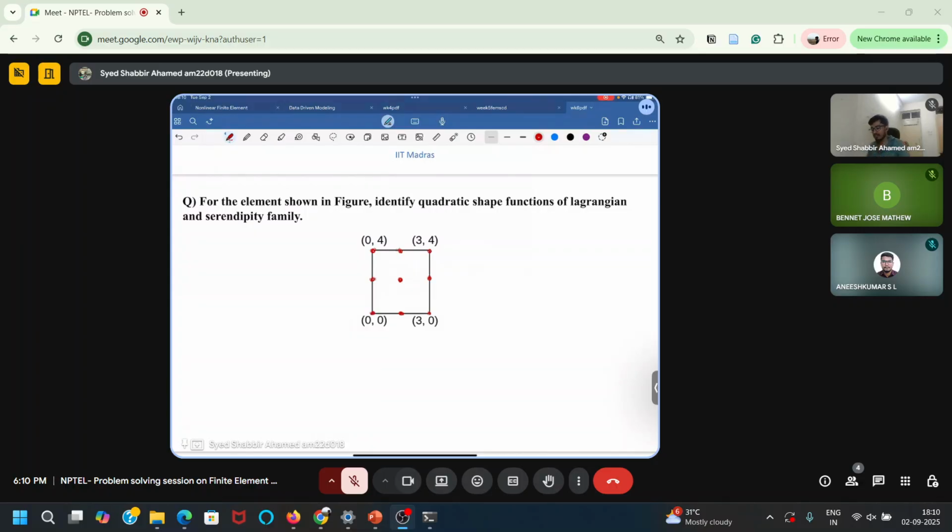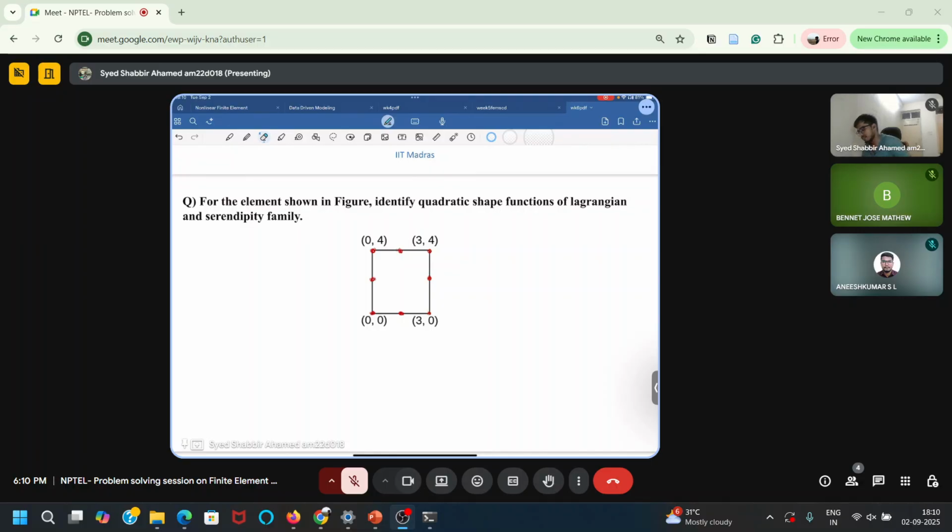But we can also obtain quadratic shape functions using the serendipity method. In that, we just eliminate this internal node. Eliminating this internal node has a lot of advantages in integration and interpolation, which we will look at when we go deeper into using these elements, and you'll understand more when we solve a bigger problem. But for now, the problem is to just find quadratic shape functions for this quadrilateral using the Lagrangian approach and the serendipity approach.